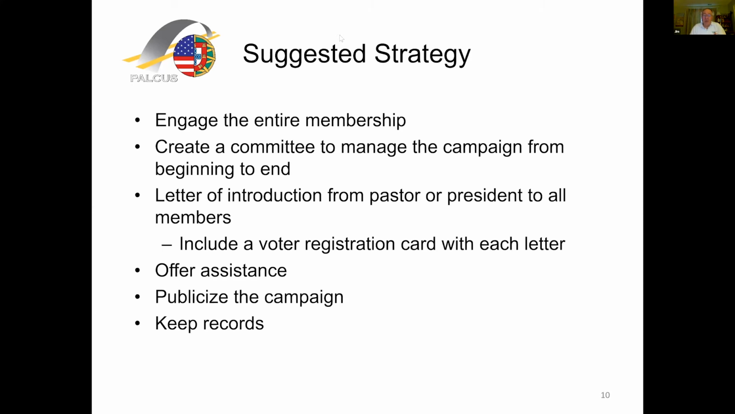Now, what we did in all these things, we found by trial and error. We didn't come in and suddenly the clouds parted and we understood what was going on. We found this out the hard way. But we found out that we did mass mailings. So with a church or a club, we had a letter of introduction.